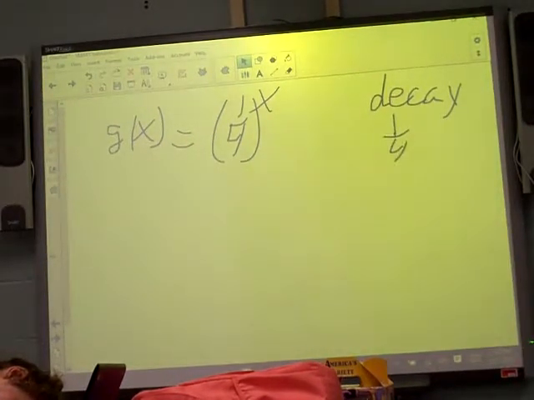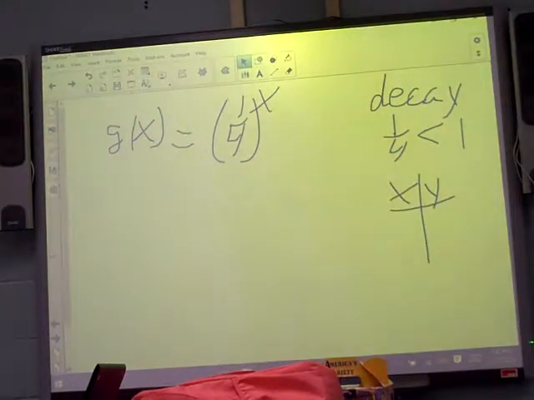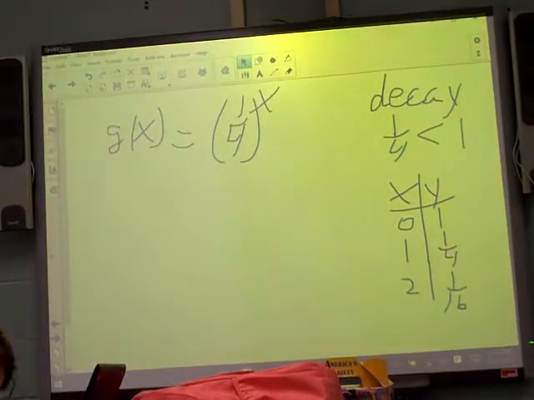Very good. 1/4 is smaller than 1. So my exponent's on a number smaller than 1, so it's going to be a decay. It means it's going to be going downhill from left to right. So if I go here with my good old input-output again, I like that 0. 1/4 to the 0 is 1. 1/4 to the first is 1/4. 1/4 to the second is 1/16. So those keep getting smaller and smaller.